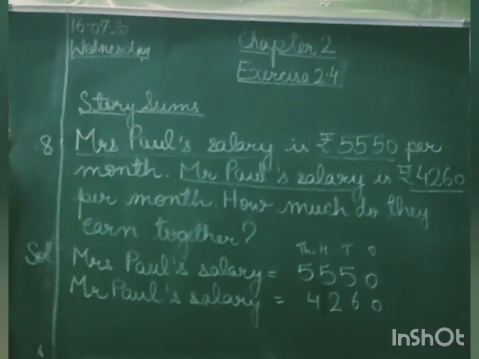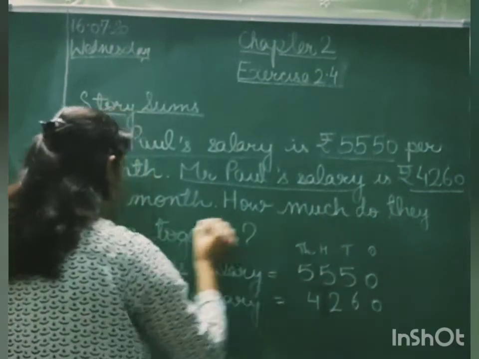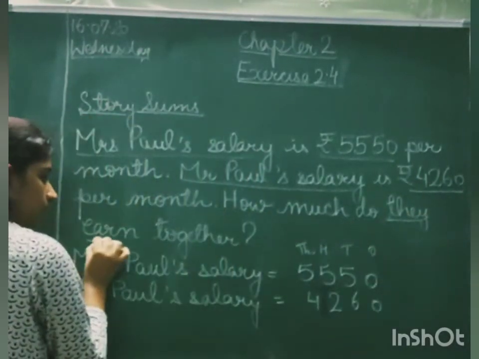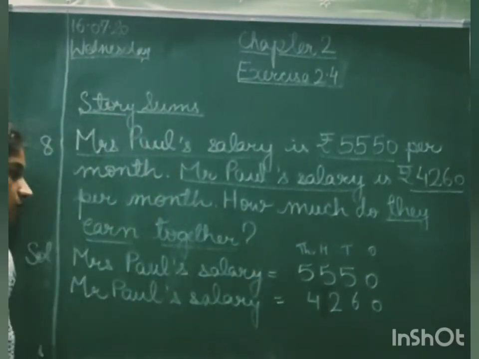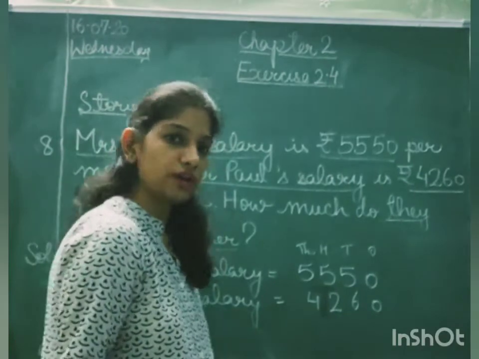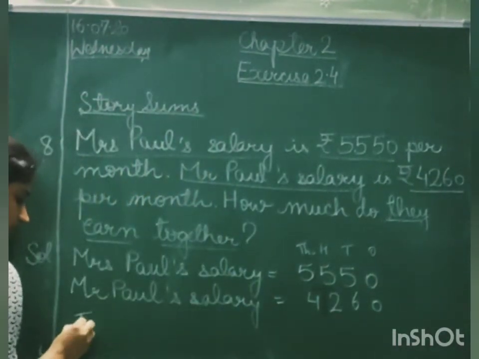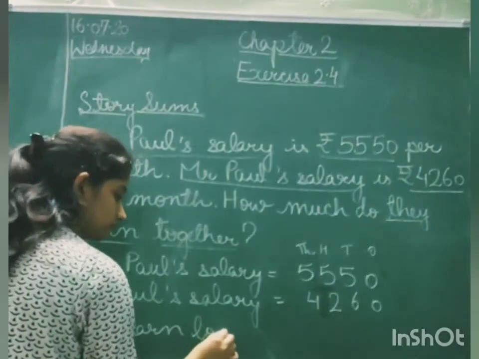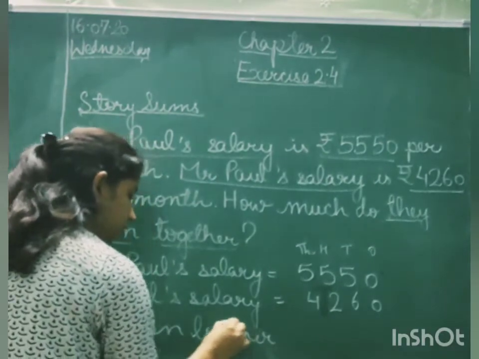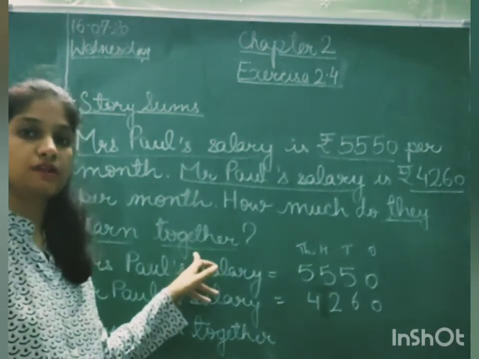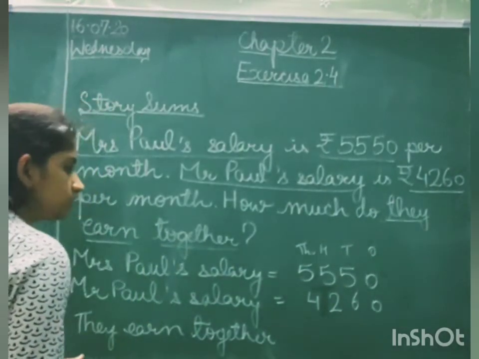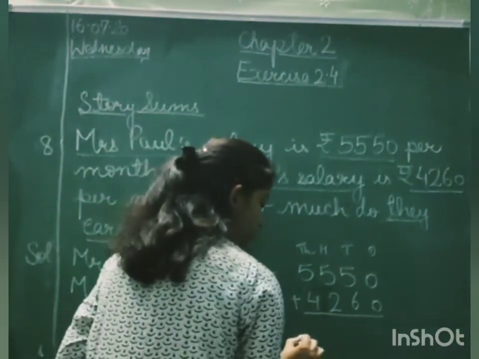Now last statement will come from the last line. So how much do they earn together? So what will you write down? Money they earn together. Okay, or amount that they earn together, or just write down they earn together. That's it. Together is again a word that will tell you that it is combined form. So that means you have to add. Okay. So just put the plus sign and find out how much do they earn together.